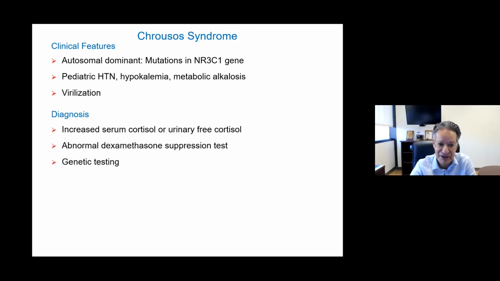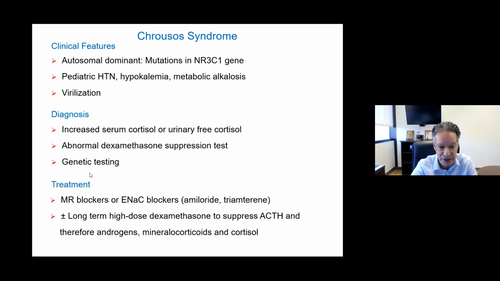The diagnosis, they have a significantly increased serum cortisol or urinary free cortisol. You give them dexamethasone and they have abnormal suppression. Typically, the test is done by giving 1 milligram of dexamethasone between 11 and 12 midnight. And then the next morning, you measure the cortisol, and it should be less than 2 micrograms per deciliter. And because the whole axis has been stimulated and they have the receptor abnormality, the cortisol stays high. And genetic testing is obviously the definitive way to know what's going on.